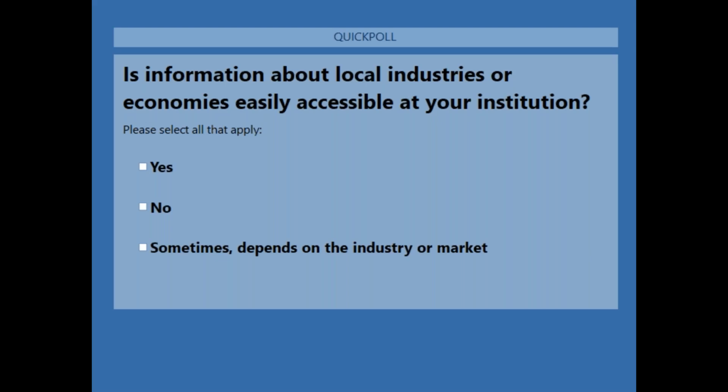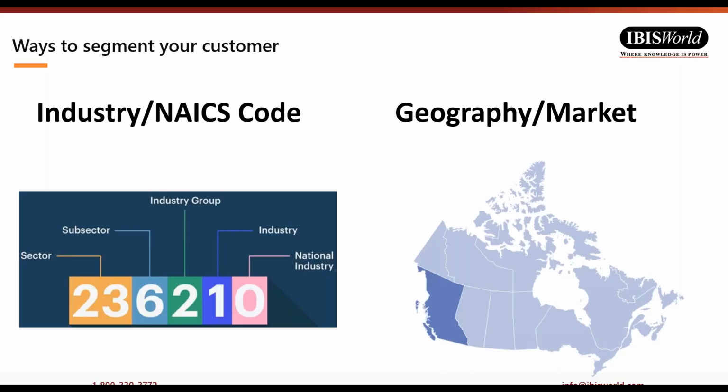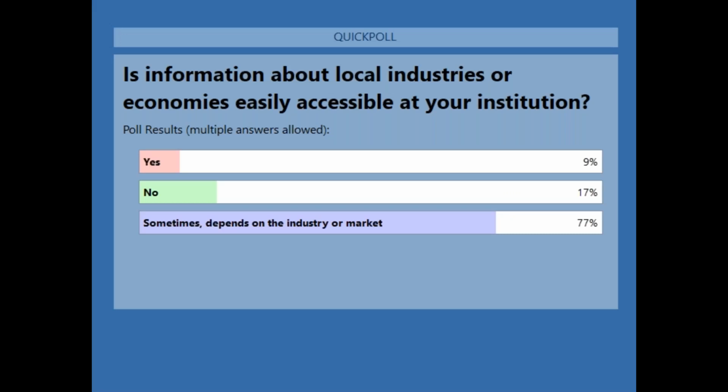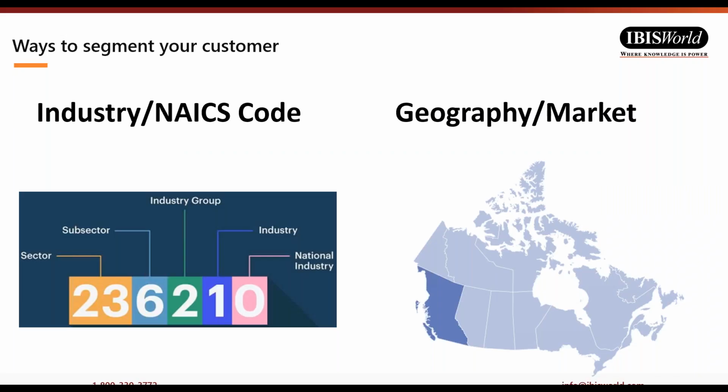So I'm going to close this poll out and share some of the answers with everybody here, so we have that up on the screen for everyone to take a look at. You can see it looks like something that is available sometimes, but maybe not all the time. And that's really what IBISWorld has been looking to solve with this new provincial collection, being able to more easily have that information regardless of what NAICS code you're working in, or regardless of what province you're operating in.